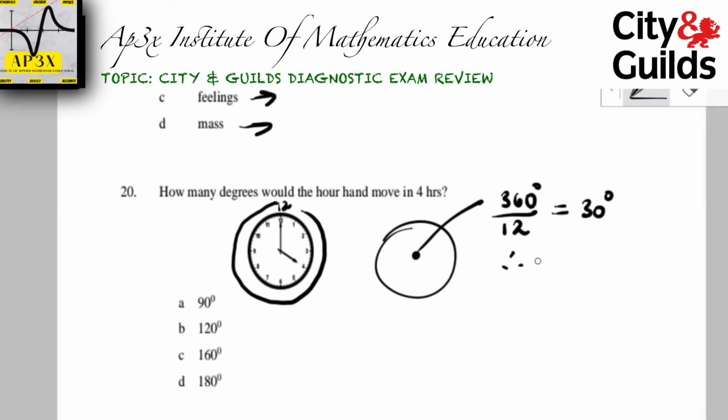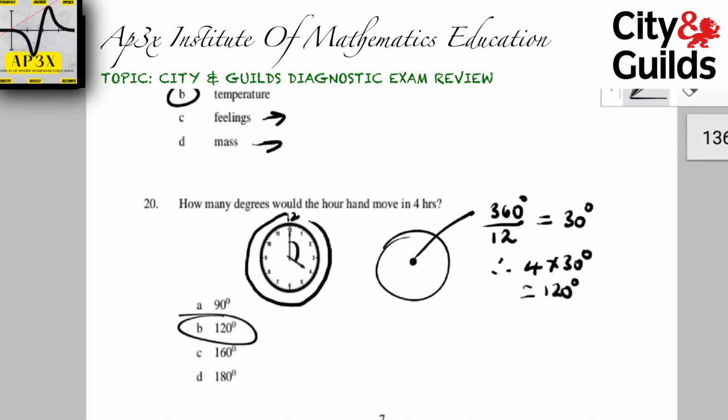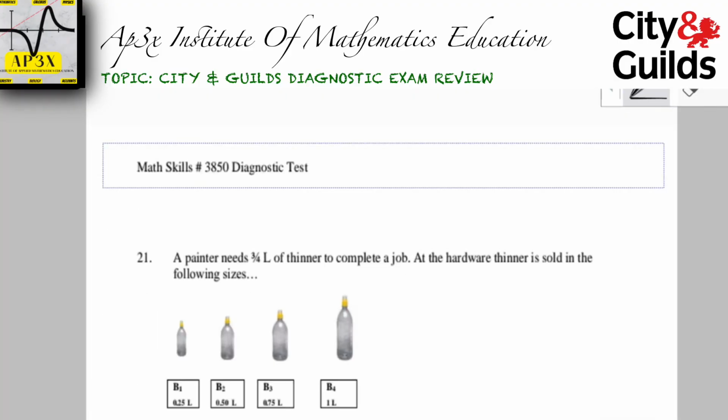So therefore, in 4 hours it would move 4 times 30. So this angle right here would approximately be, say here, 120 degrees. All right, pretty good. So that's going to be, say here, B. All right, let's move on.